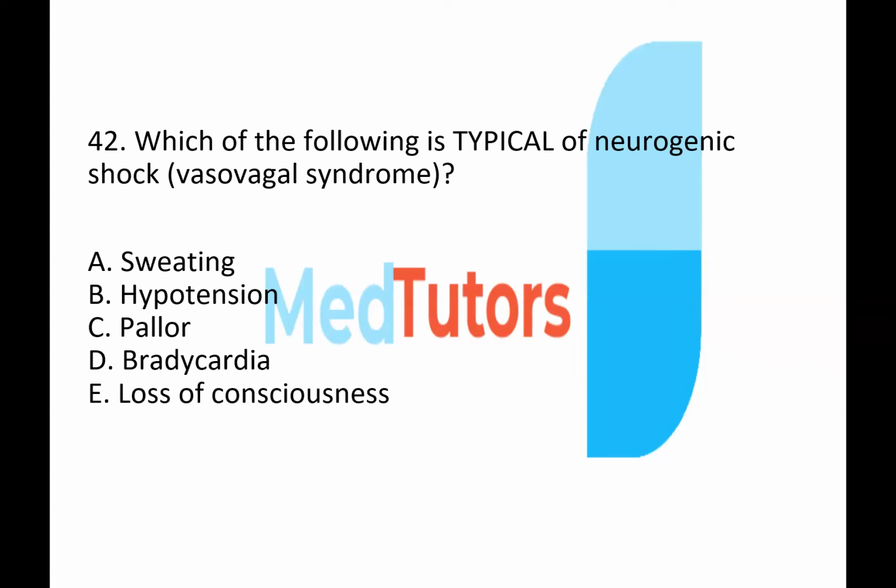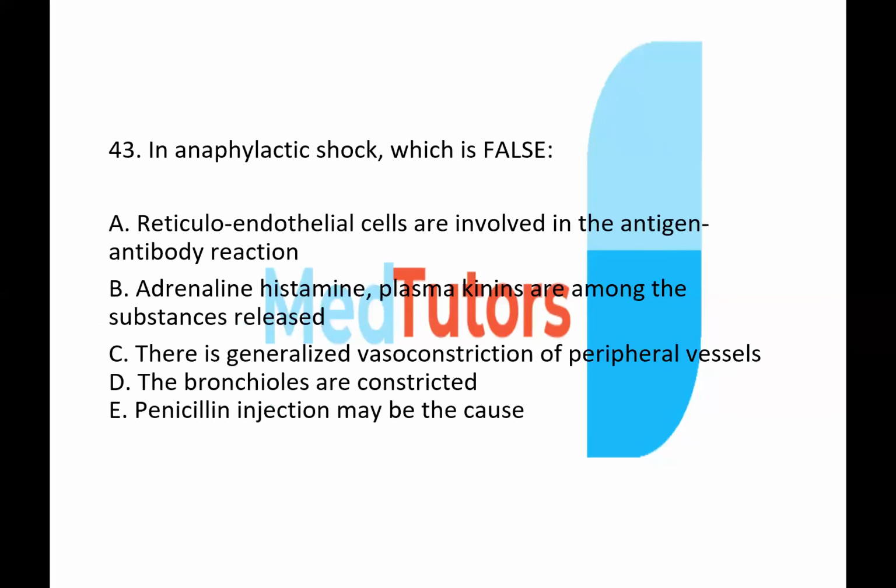Neurogenic shock. It's a form of distributive shock. And in vasovagal syndrome, this neurogenic shock usually occurs maybe in spinal injury. Okay, they can have bradycardia.